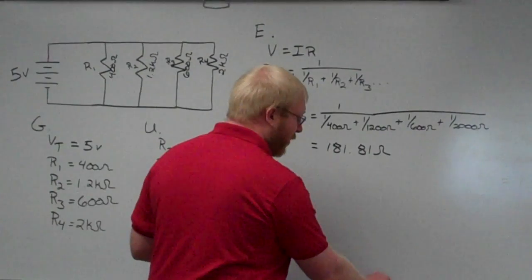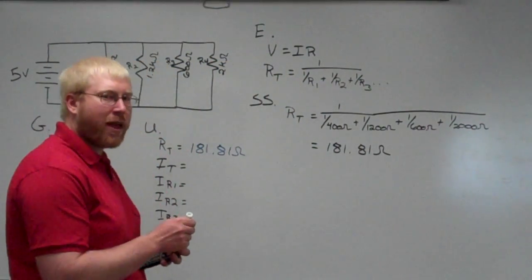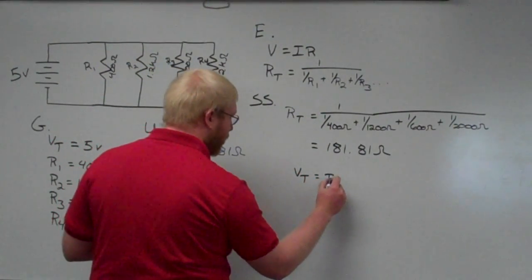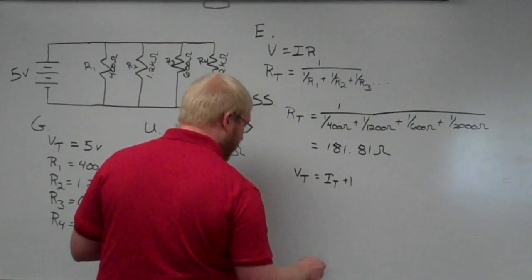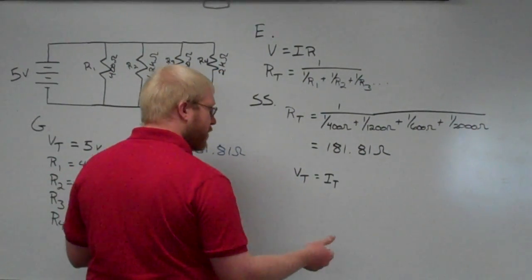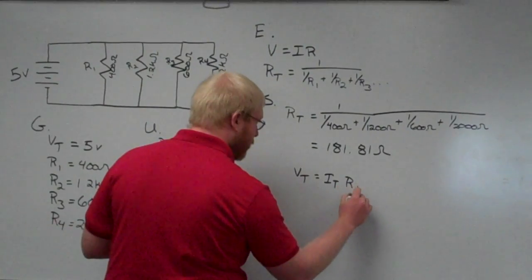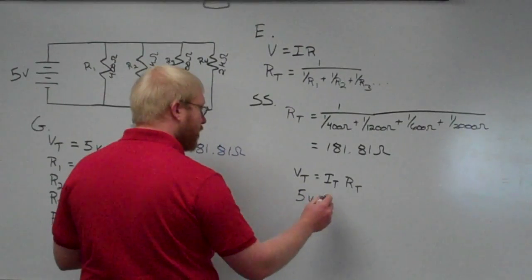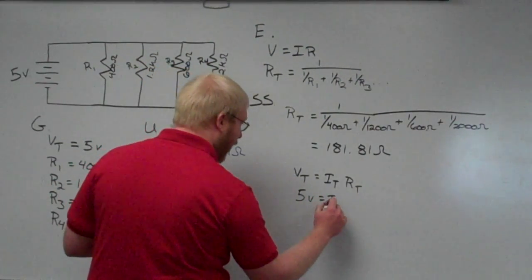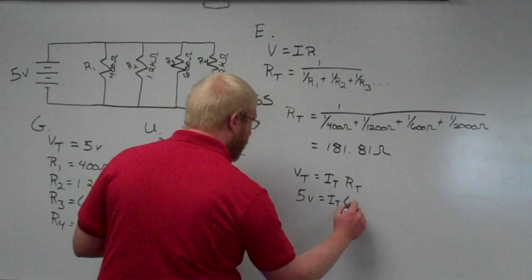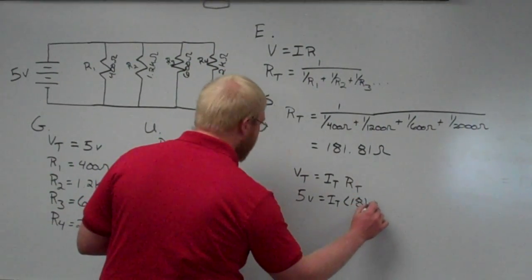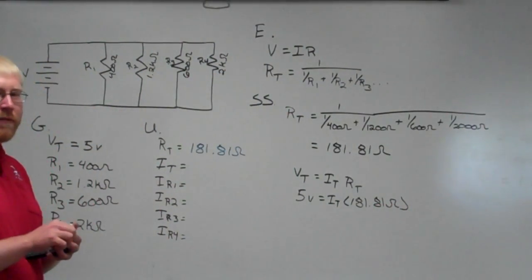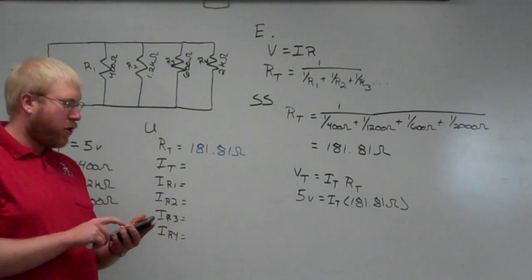The next thing I'm going to solve for is current total. I have my voltage total, I have my resistance total, so I should be able to use my V equals IR. Voltage total equals current total times resistance total. And I can fill those in. 5 volts equals, my current is what I'm looking for, so IT, times 181.81 ohms.